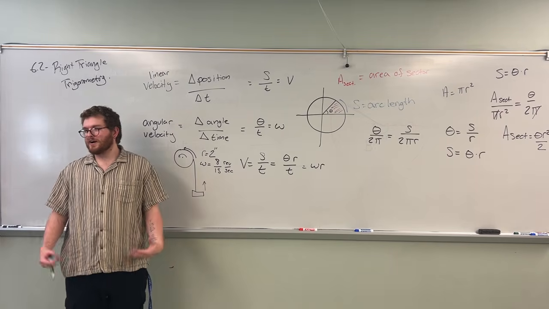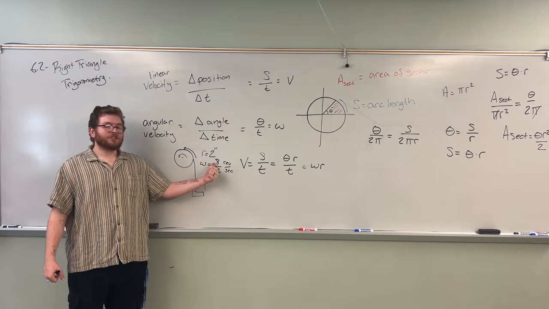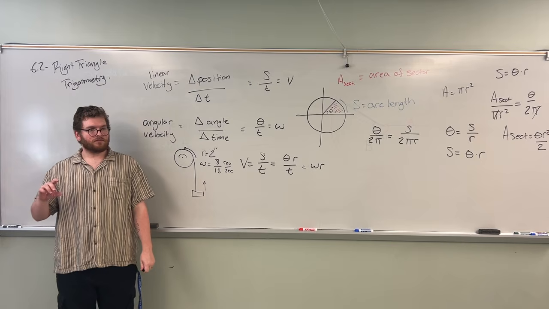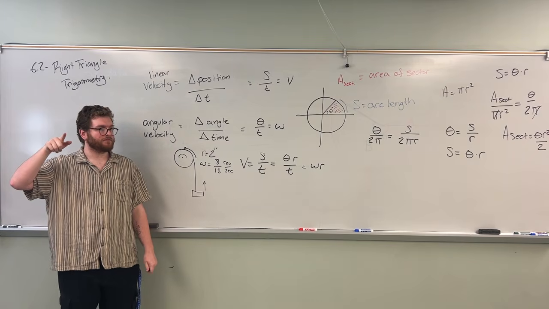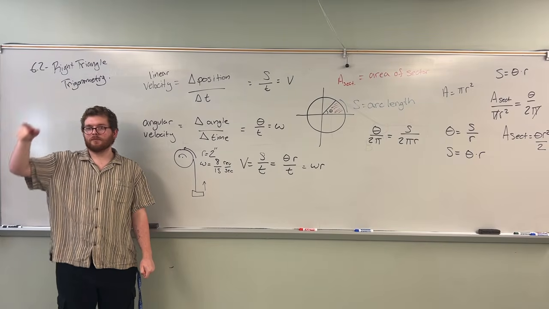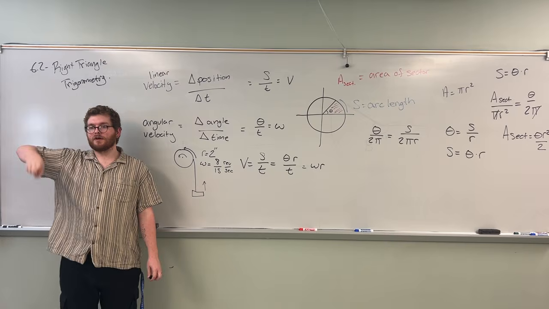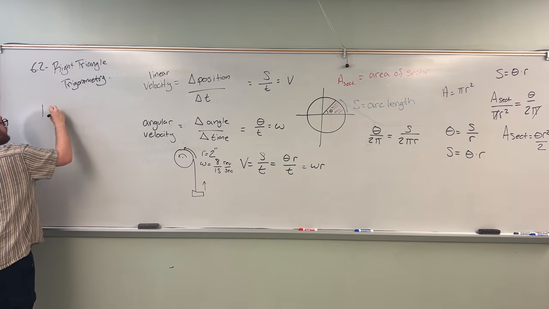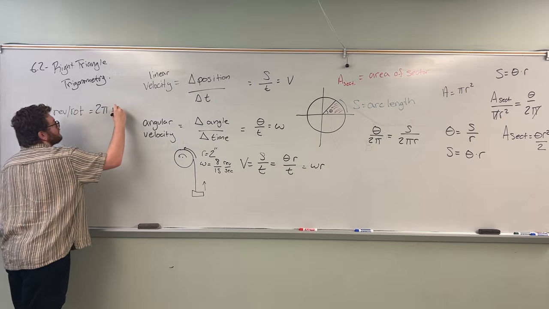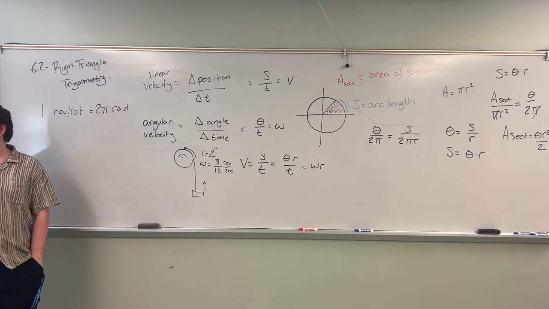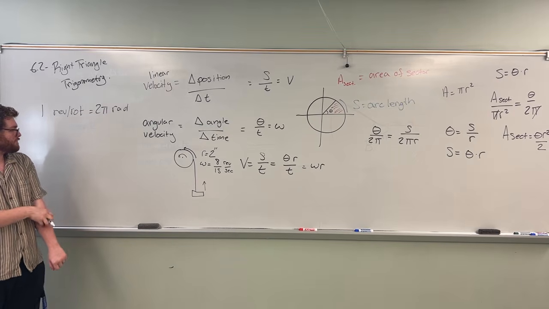We then wanted to rewrite omega in terms of radians per second. 1 revolution is how many radians? How many degrees is a full spin around? 360. And then how many times does the radius wrap around a full circle? 2 pi. So 1 revolution, or rotation, you can think of it either way, is 2 pi radians. Remember, our circle as a whole is 2 pi radians, so in 1 rotation, the angle changes by 2 pi radians.